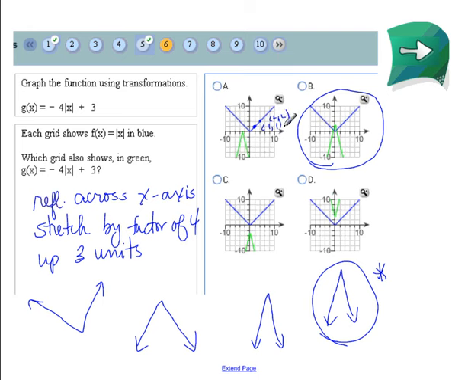Just kind of talk us through here. To reflect across the x-axis, we move that point 1, 1 to what? 1, negative 1. But then stretched by a factor of 4 would be 1, negative 4. And then up 3 would be 1, negative 1. So in the final graph, we're looking at 1, negative 1. Okay, and this is actually counting by a scale of 2. So 1, negative 1 would be right here. Okay.